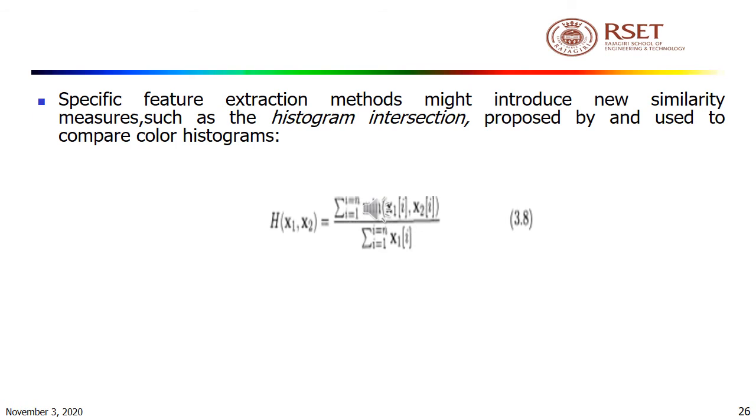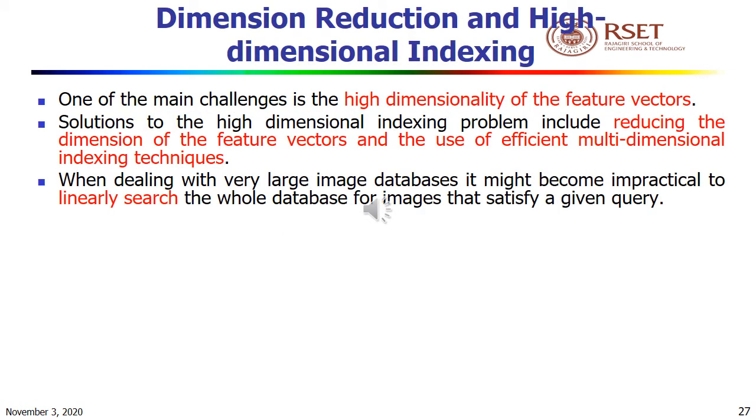And the last distance measure is called the histogram intersection measure, which can be represented as the sum for i equal to 1 to n of the min of x1 of i comma x2 of i, divided by the sum for i equal to 1 to n of x1 of i.